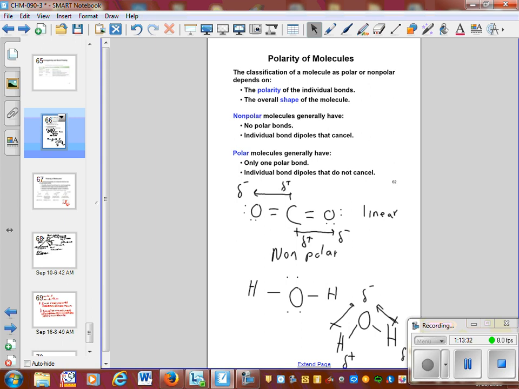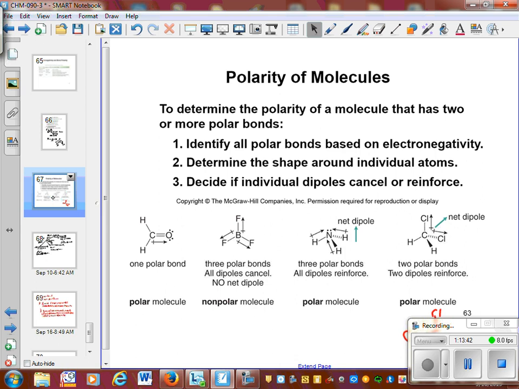Here, formaldehyde: the carbon-hydrogen bonds we said were nonpolar because the electronegativity difference is less than 0.5. Here we have a carbon-oxygen bond, so it's pulling. Even though this is trigonal planar, it's polar. If I look at BF3, also trigonal planar, the fluorines are pulling, but they're all pulling equally in opposite directions. They all cancel each other out. So even though the bonds are polar, BF3 as a molecule is nonpolar.